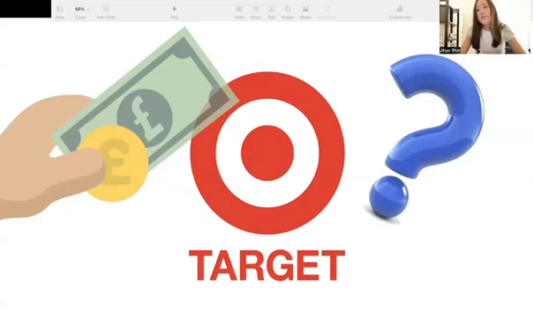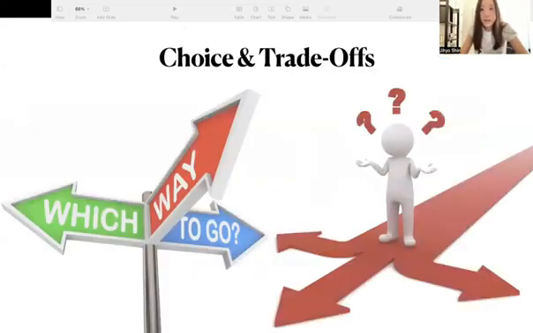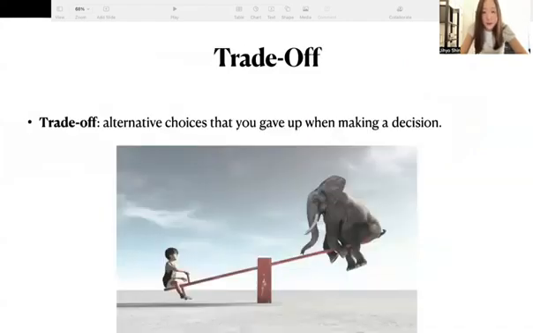The economy deals with this problem 24/7. All members of a society have to make choices in an effort to properly manage our resources in the most efficient way possible. The choices we make render trade-offs. What is a trade-off? A trade-off is the alternative choices that you gave up when making a decision.